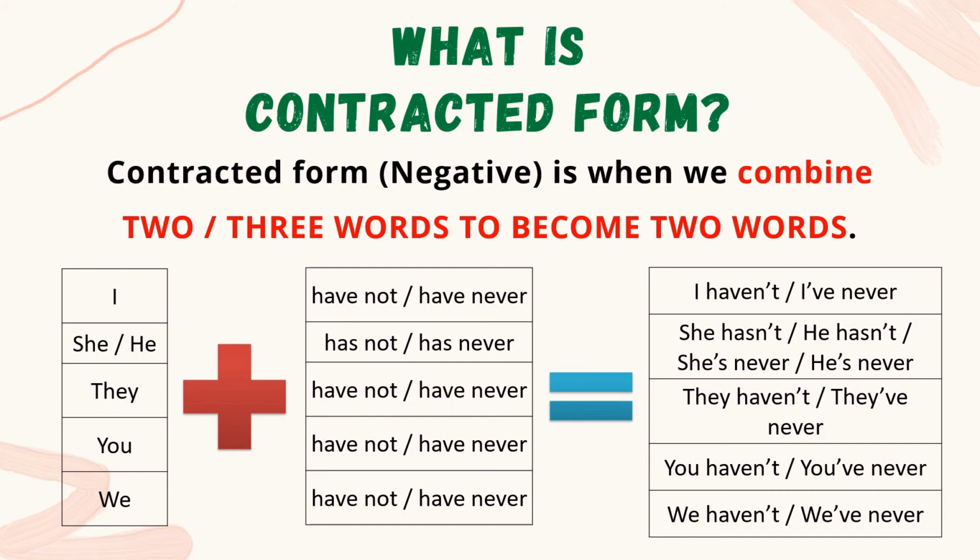You combined with have and not, it becomes you haven't. You combined with have and never, it becomes you've never. We combined with have and not, it becomes we haven't. We combined with have and never, it will become we've never.